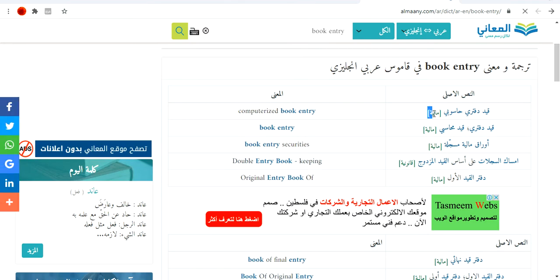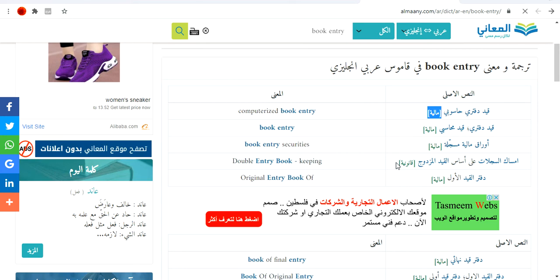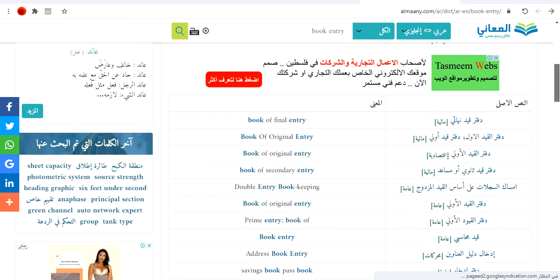Here it says that it's مالية, of course مالية is an integral part of economic text or economic context. Here, for example, it's قانونية, and in مالية, book entry means قيد دفتري. There are other translations, for example, قيد دفتر or قيد محاسبي. There are other translations, for example, in legal context, etc. And it also provides you with other phrases. For example, book of final entry, دفتر قيد نهائي, book of original entry, دفتر القيد الأول, etc.